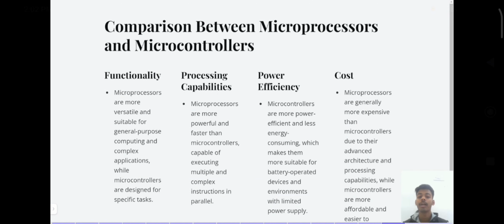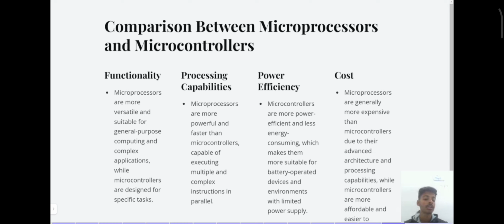Moving on. Let us compare microprocessors and microcontrollers. In terms of functionality, microprocessors are more versatile and suitable for general purpose computing and complex applications, while microcontrollers are designed for specific tasks. Processing capabilities. Microprocessors are more powerful and faster than microcontrollers, capable of executing multiple and complex instructions in parallel. Power efficiency. Microcontrollers are more power efficient and less energy consuming, which makes them more suitable for battery operated devices and environments with limited power supply.